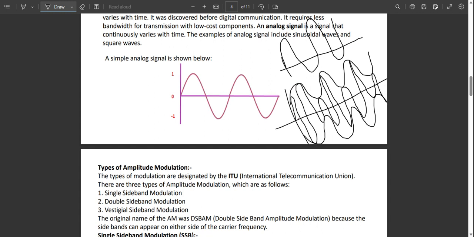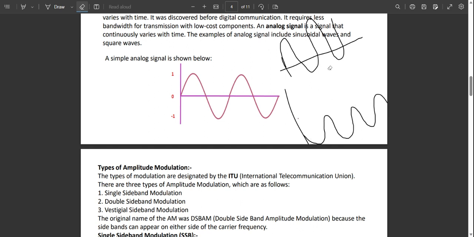Okay, so this is the message signal, and this is the modulated signal. In this case, we see that the amplitude of the carrier signal is greater than the amplitude of the message signal. This phenomenon is called under modulation. Now we'll go through over modulation.